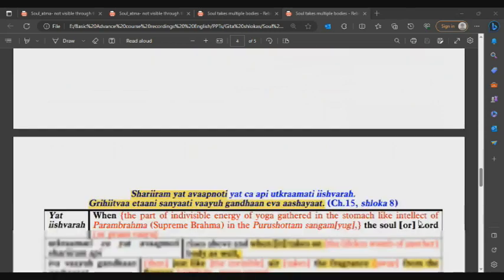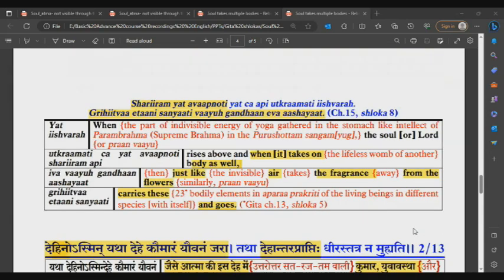And this one, chapter 15, sloka 8, basically says what the soul takes. When the soul leaves one body for another body, it carries the sanskars, just like air carries the fragrance from the flowers. Similarly, the soul also takes the sanskars from the previous birth with it. That's why we know that with every newborn baby, you will see something different about them, like the way they behave. They didn't receive the teachings, but that's the way they behave.